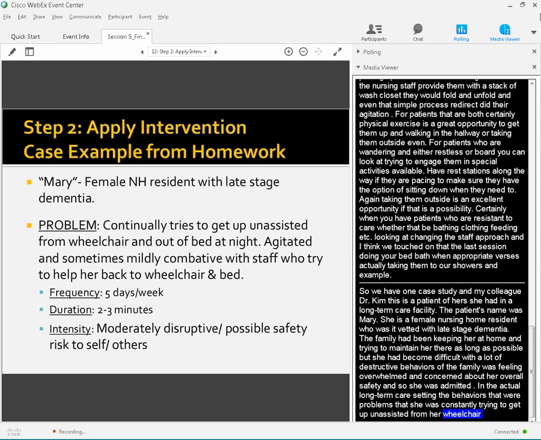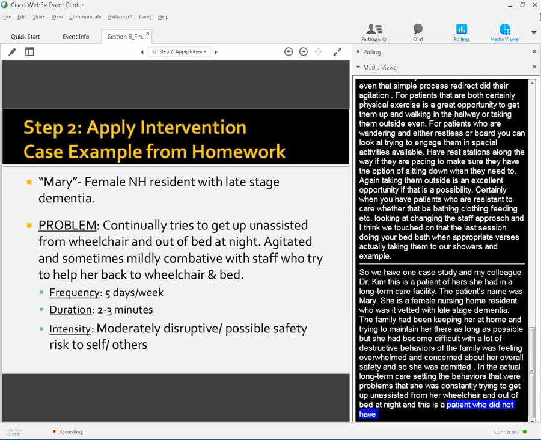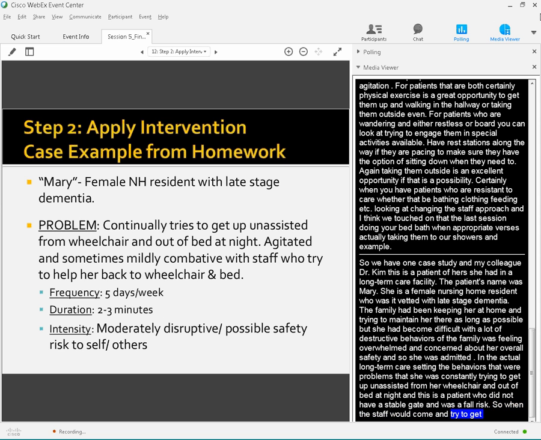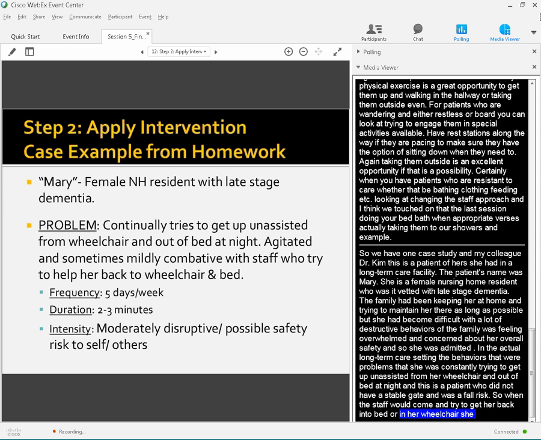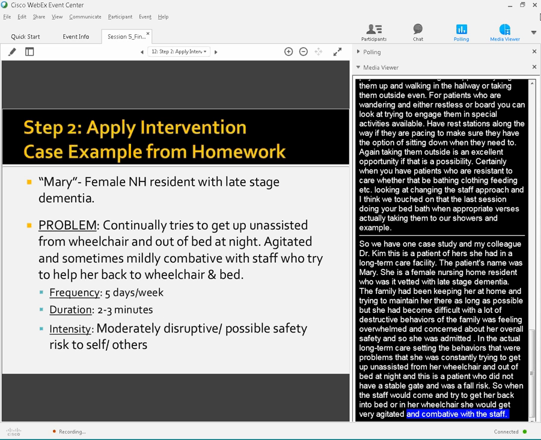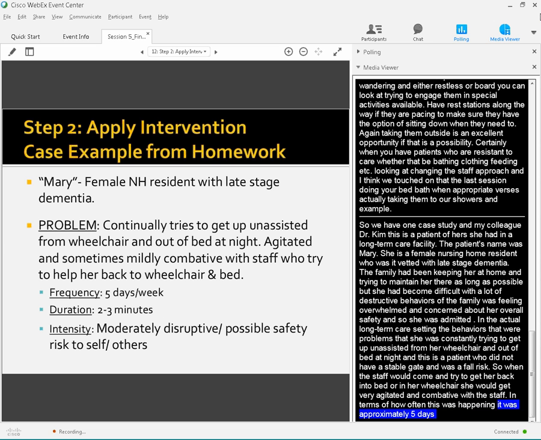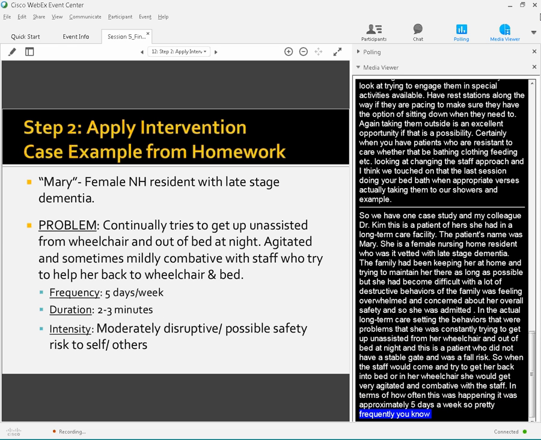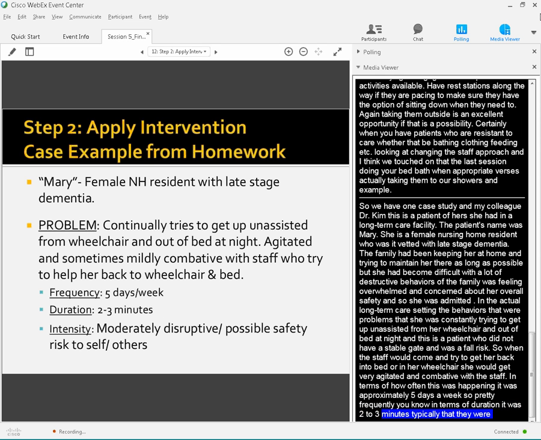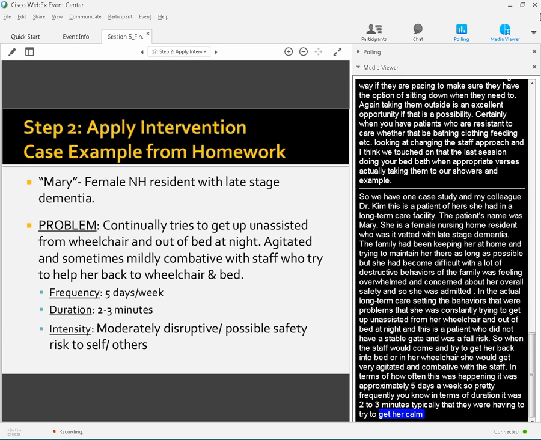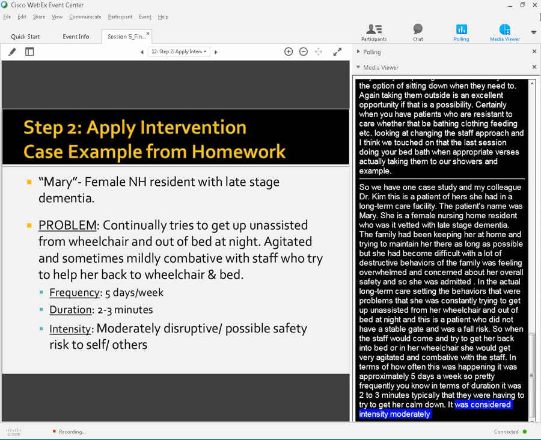And so when the staff would come and try and get her back into bed or in her wheelchair, she would get very agitated and mildly combative with the staff. In terms of how often this was happening, approximately 5 days a week, so pretty frequently. In terms of duration, it was 2 to 3 minutes typically that they were having to try and get her calmed down. And it was considered intensity-wise moderately disruptive. In particular, the concerns were that it was a possible safety risk for this patient as well as the staff who were trying to assist her back into her chair or her bed.